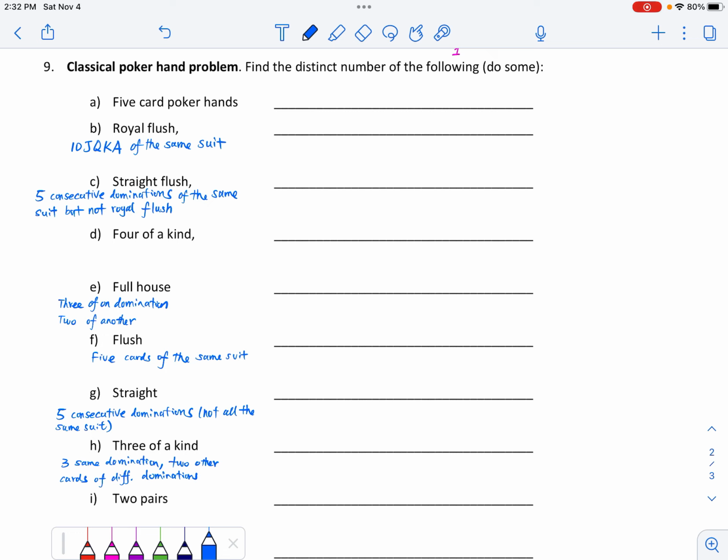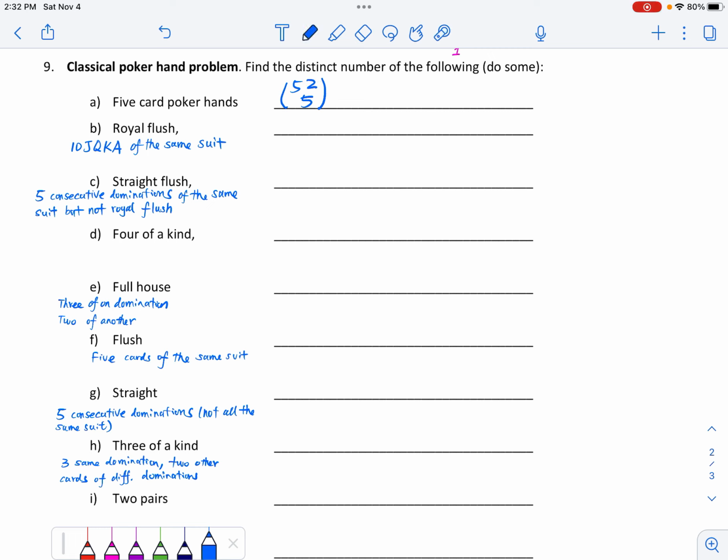Any arbitrary. How many different ways to get 5 card poker hands? This should be pretty straightforward. We have 52 cards. We just choose 5. How many possible ways of doing that? This is the answer. I'll leave out the calculation so that you can do a little calculation by yourself.